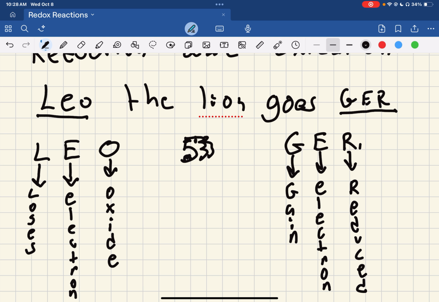Okay. Now, if you're thinking about what's the oxidizing agent and what's the reducing agent, well, it's just the opposite. If you're the one that's causing something to lose an electron, you're the oxidizing agent. And if you're something that is giving up that electron, well, you are the reducing agent. Don't worry about that too much. First of all, let's learn how to identify these things.